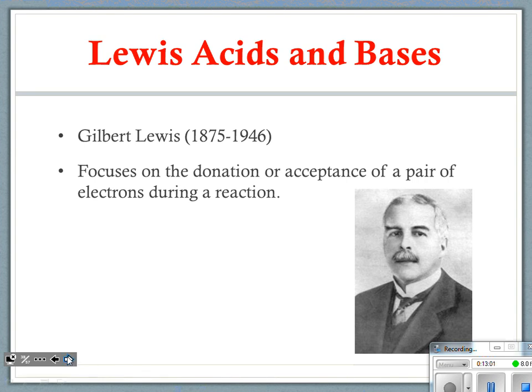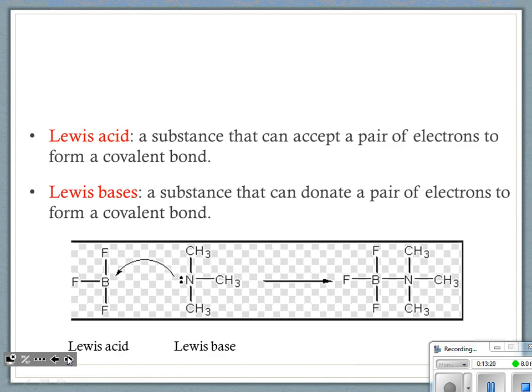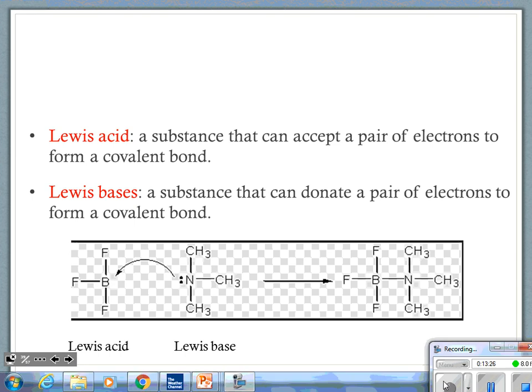So Lewis, acids and bases. Gilbert Lewis said the donation or the acceptance of electrons during a reaction is what determines whether it's an acid or a base. Go ahead and write this down, and then we'll talk about it. Lewis said that an acid is a substance that can accept a pair of electrons to form a covalent bond. Lewis said a base is a substance that can donate a pair of electrons to form a covalent bond.